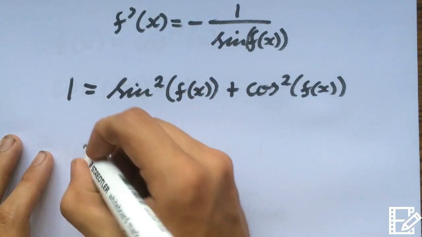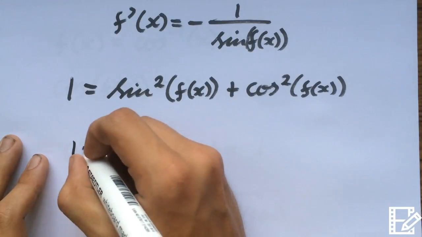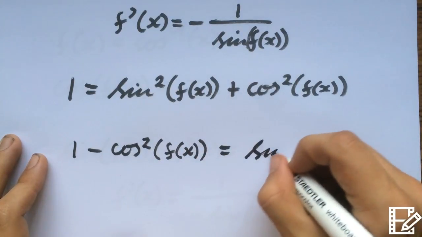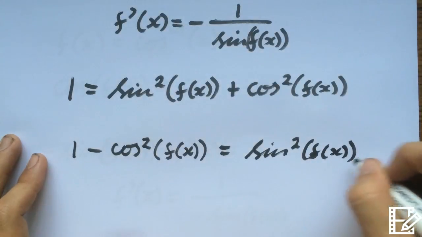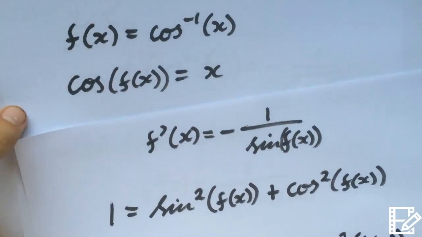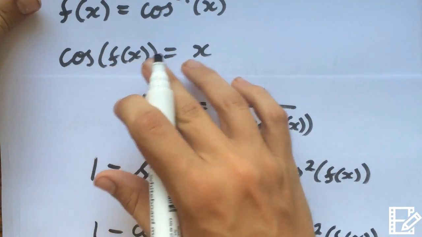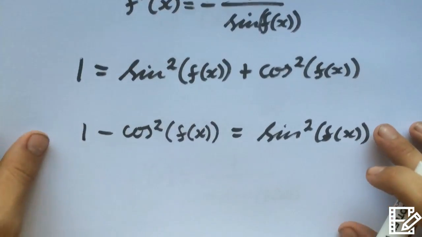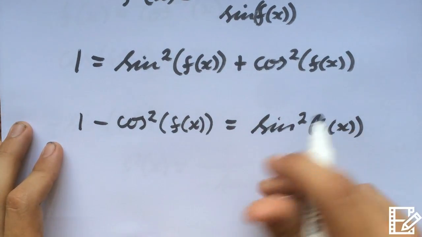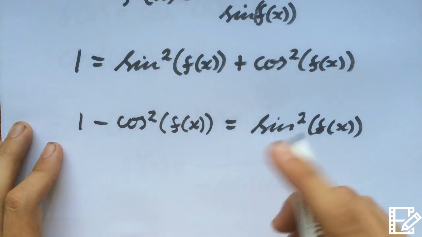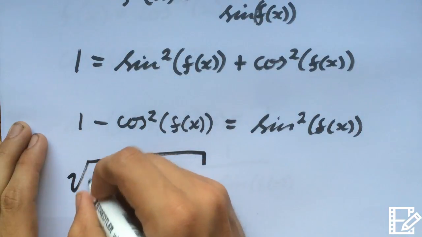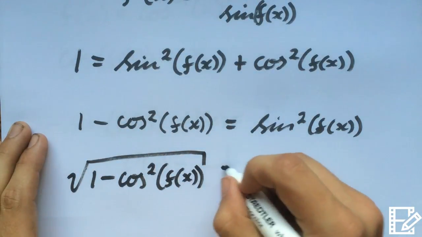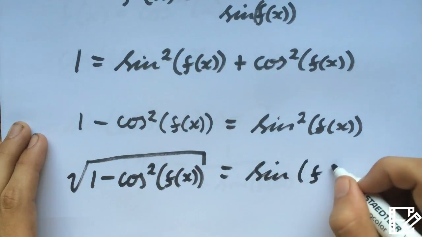Okay, so now we have this. I'm going to rearrange it, and I'm going to have 1 minus cos squared fx equals sine squared fx. The reason I'm doing this is because cos fx equals x. So I'm trying to rearrange this in a way where I can have cos in this equation. Okay, so we need sine by itself, no squared. So how do we get rid of the squared? Well, we square root both sides, and that equals sine fx.